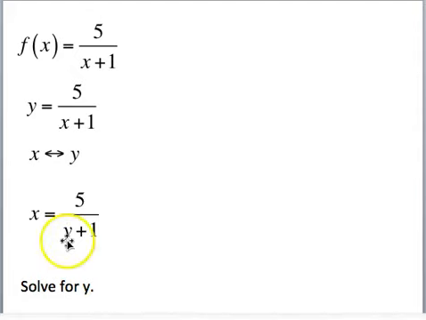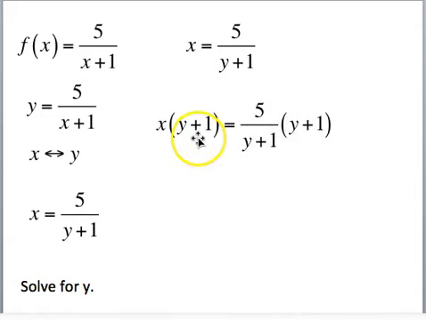When you have a denominator, we're going to multiply both sides by that denominator, so we eliminate the fraction on the right side. Multiply the left by y plus 1, multiply the right by y plus 1. On the right side, the y plus 1's will cancel, leaving just 5. On the left, we'll have to distribute. X times y is xy, x times 1 is x. So we'll have xy plus x on the left side and 5 on the right side.